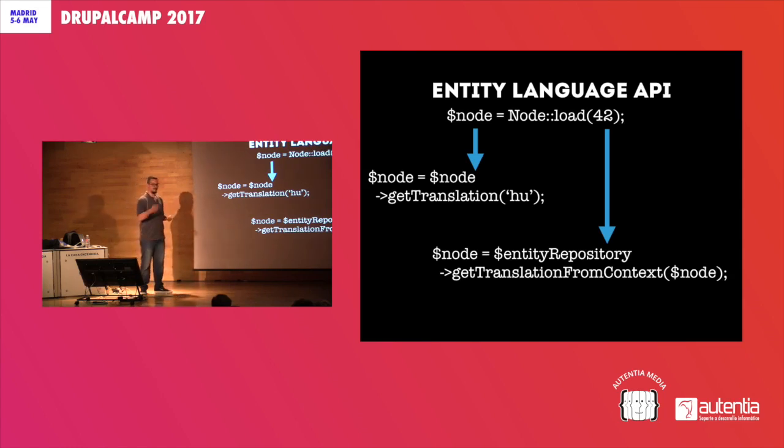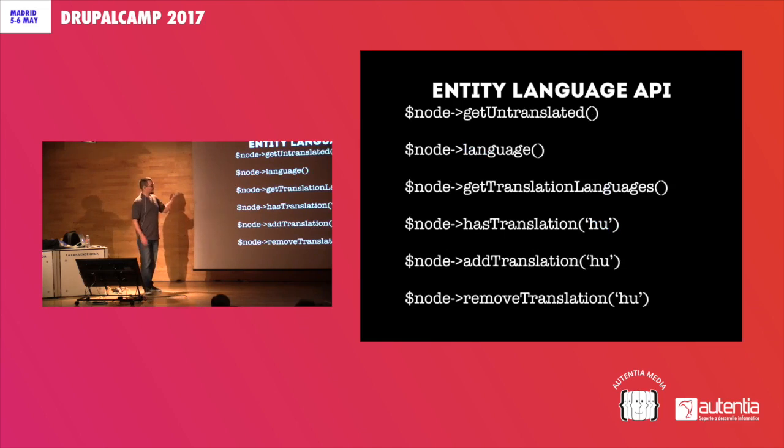So the first case, like in the sample we said before, if you are sending emails to users in their own language, you want to load the default language for this user and call the get translation method. If you are displaying something on the screen, you don't really need to get the language for the user, you just use the get translation from context.